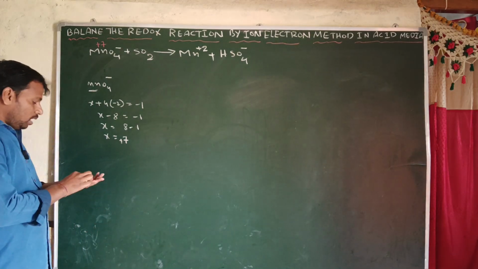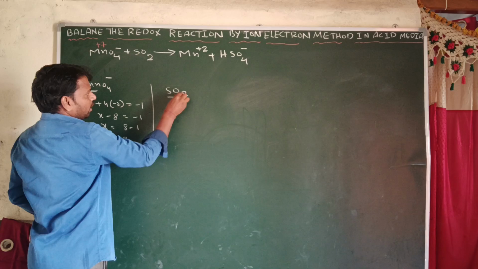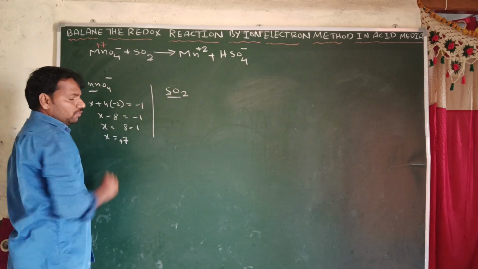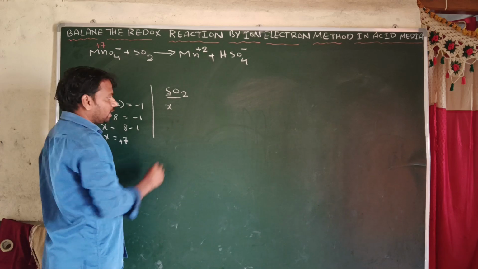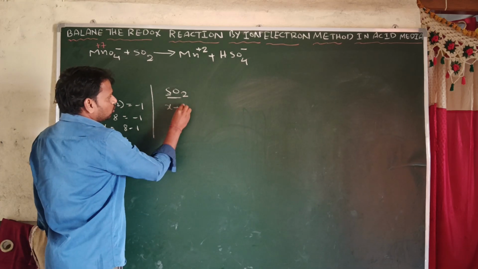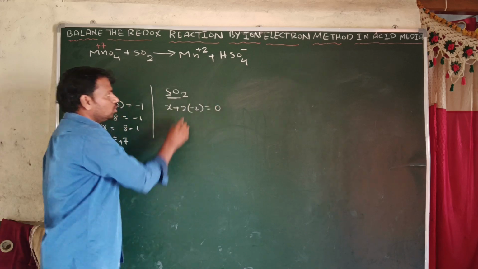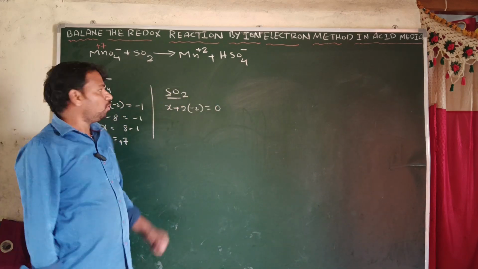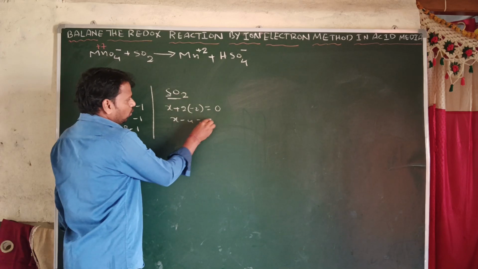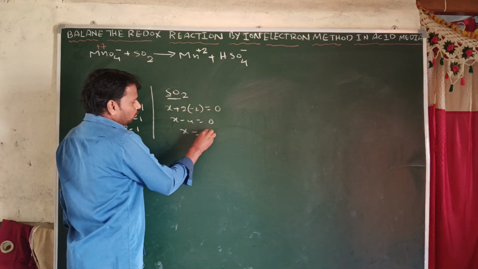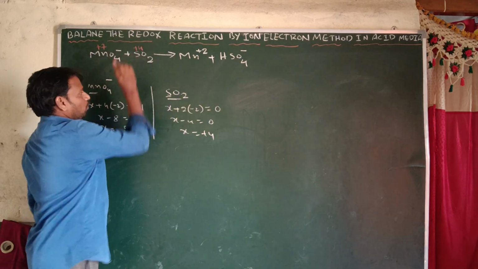Next, let me find out sulfur. In the case of sulfur dioxide, we assume sulfur as x, plus 2 into minus 2, which is balanced with 0, because it is a neutral compound. So x minus 4 is equal to 0, x is equal to plus 4. The oxidation state of sulfur here is plus 4.